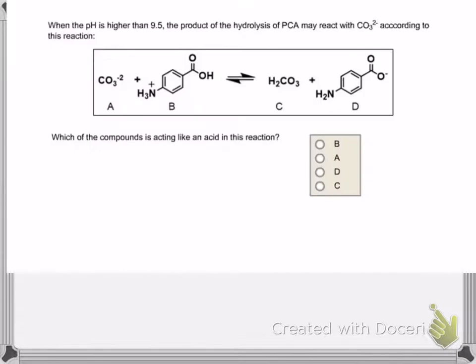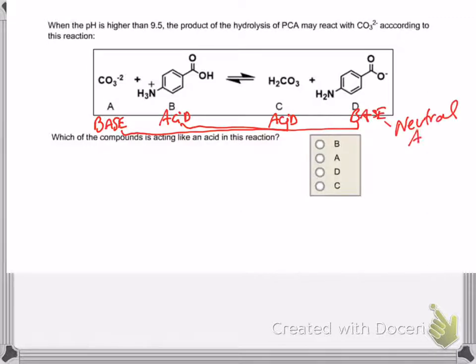Okay. So which of the compounds is acting like an acid? We just answered that in the last slide. We see that CO3 2 minus is acting as a base. It has a conjugate acid. B, the molecule here, the protonated amine, is acting like an acid. It has a corresponding neutral base. And so for the neutral amines, if it's a conjugate base, that means it must have acted as an acid. The answer will be B.